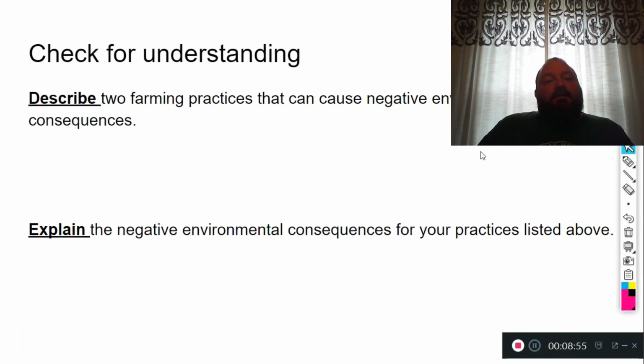All right, so check for understanding on this part. Describe 2 farming practices that can have negative environmental consequences, and explain those negative environmental consequences for the practices you listed above. I think I'm just going to let you guys go with this.